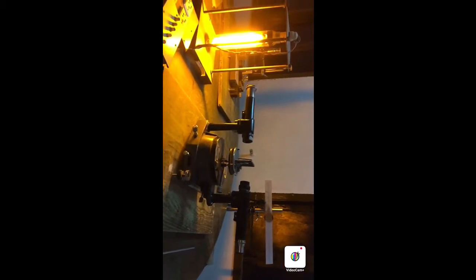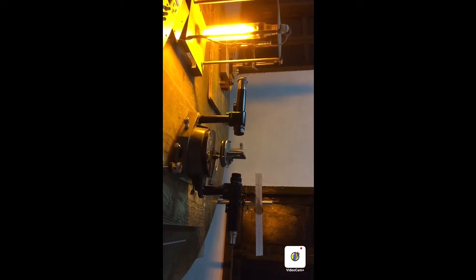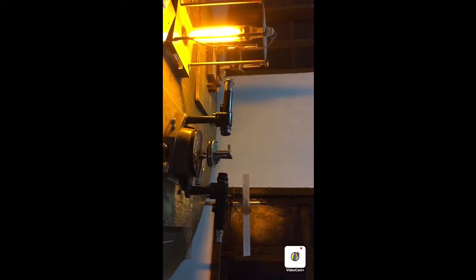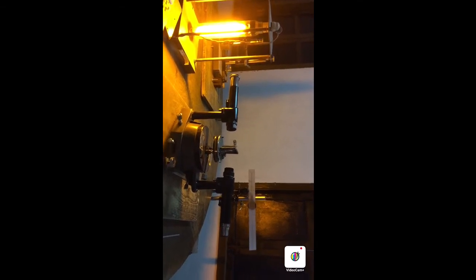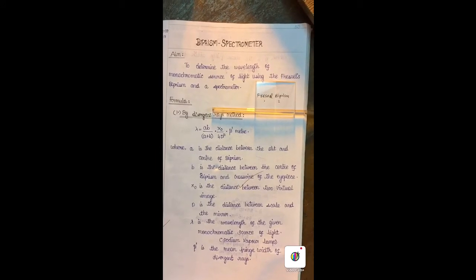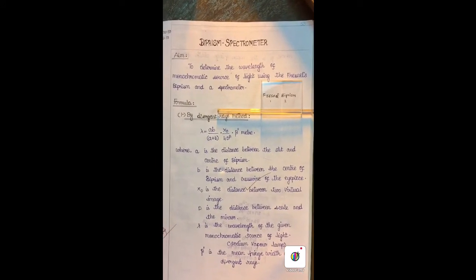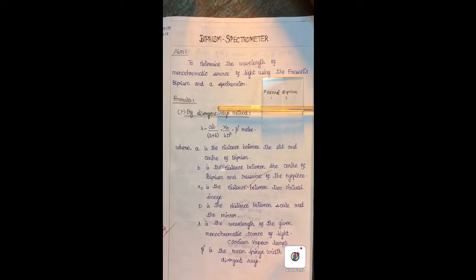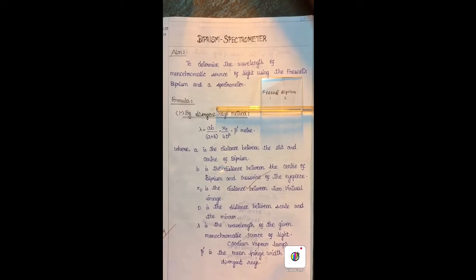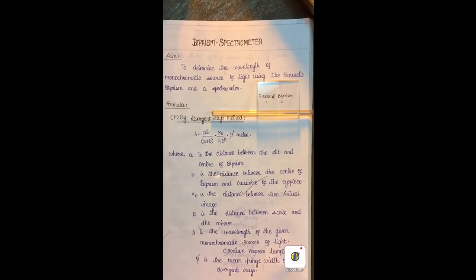Hello students, in today's practical class we are going to see how to determine the wavelength of this monochromatic sodium vapor lamp using a biprism and the spectrometer. So the aim of today's experiment is to determine the wavelength of the monochromatic source, that is the sodium vapor lamp, using Fresnel's biprism and spectrometer.